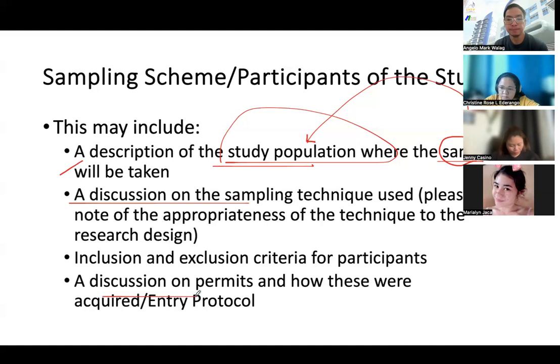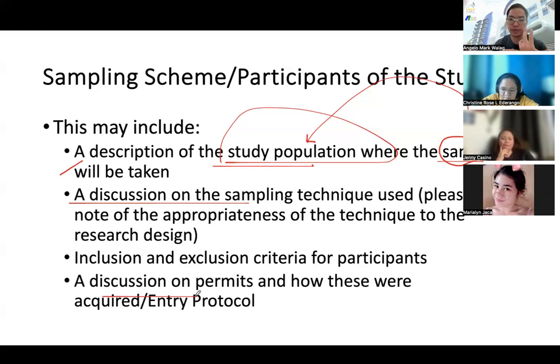And then you can also describe your entry protocol. For example, for Ma'am Christine, she's doing interviews with teachers. Ma'am Christine, how did you access them? Did you write a letter? Will you be writing a letter to the school's division superintendent, to the research coordinator, and then to the principal, and then to the teachers?